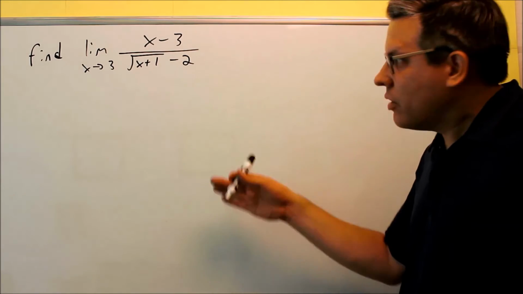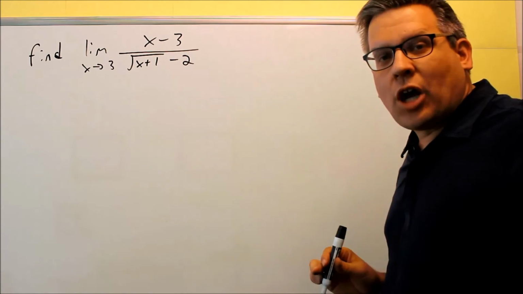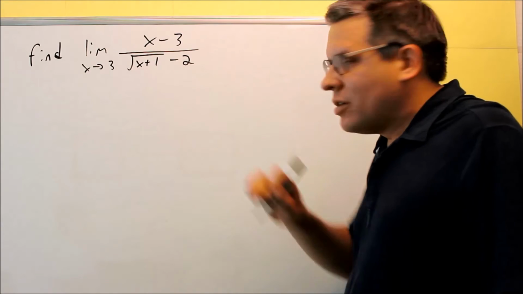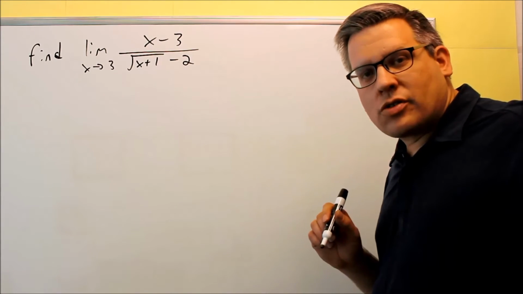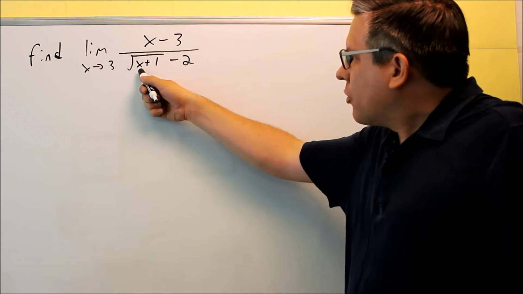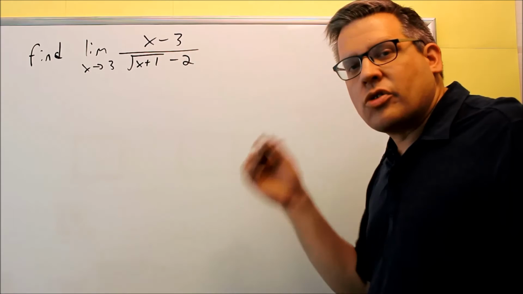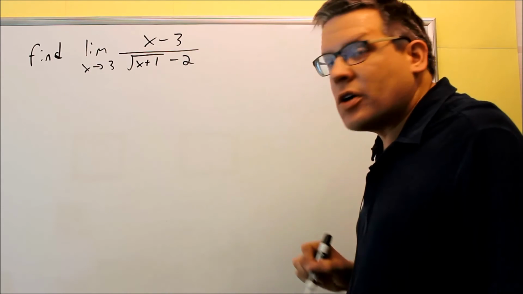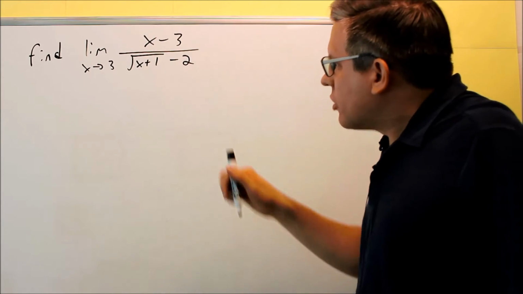Okay, so here's another one involving fractions with radicals. First thing you do with these kind of problems, you always want to plug the number in to see if you get division by 0. That'll tell you if you need to do more algebra on this or not. Put 3 into here. 3 plus 1 is 4. Square root of 4 is 2. 2 minus 2 is 0. So yes, this is one where we do have a division by 0 situation happening. Okay, so that means that we have to do some algebra on this.